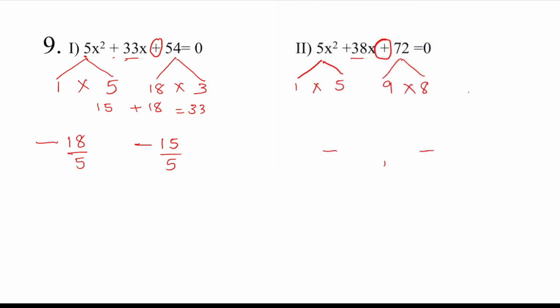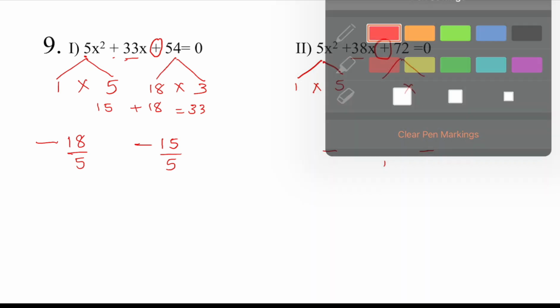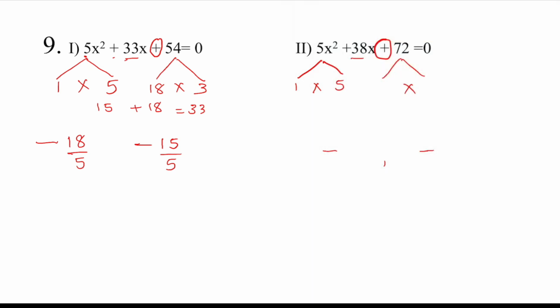So, again you have to see some other factors of 72. This we can write as 18 4s is 72. Now, 5 4s is 20 and 18. If you add, you will get 38. So, these are your roots. So, 20 is here, 18 is here. Again divide by 5 here because 5 is the coefficient, and divide by 5 here.